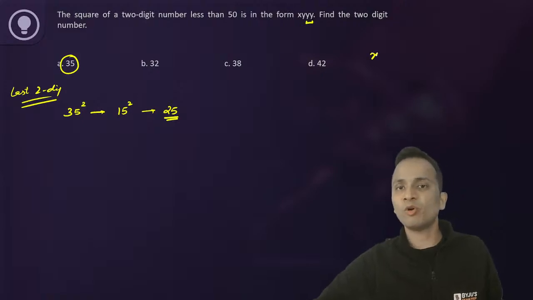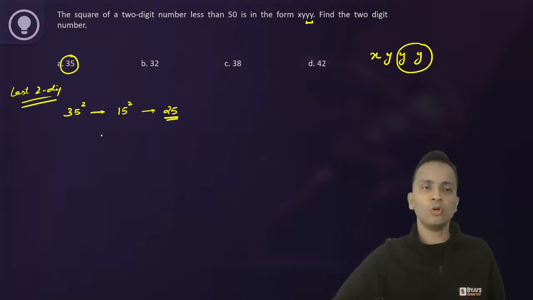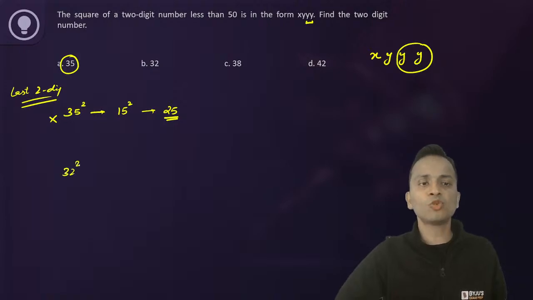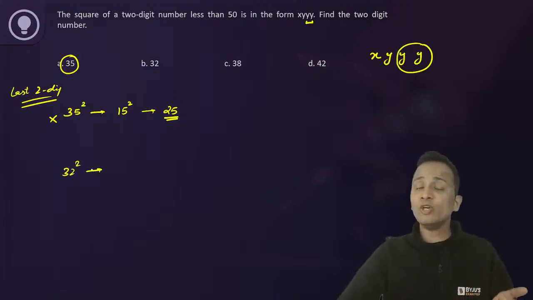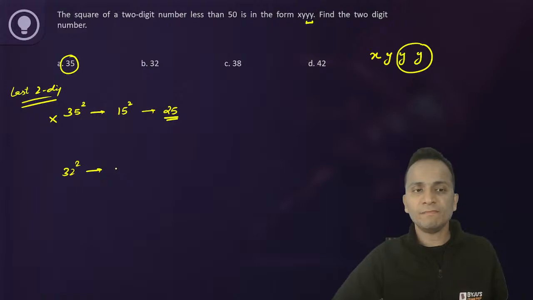So what form should the number be? X, Y, Y, Y. So I'm just looking at these two, they should be equal. So this is rejected. 35 square will not be the answer. 32 square. Now what is the difference of 32 from 50? 18. So 32 square, last two digits will be same as 18 square. 18 square's last two digits are 24. Again 24, 2 and 4 are not equal, rejected.